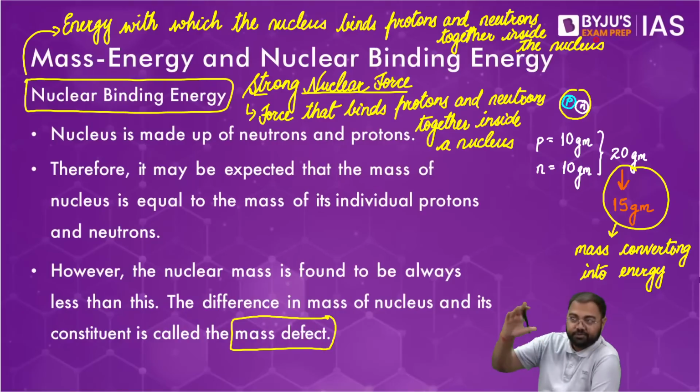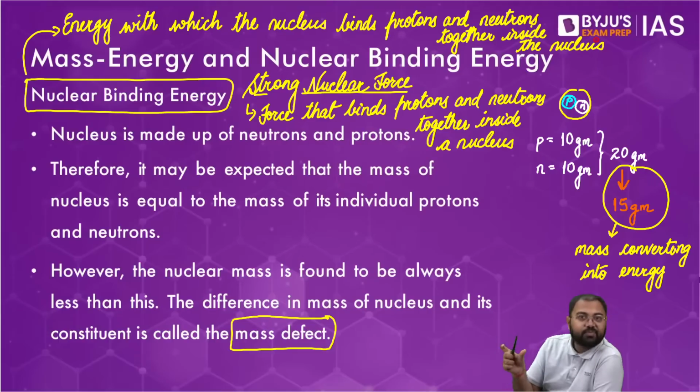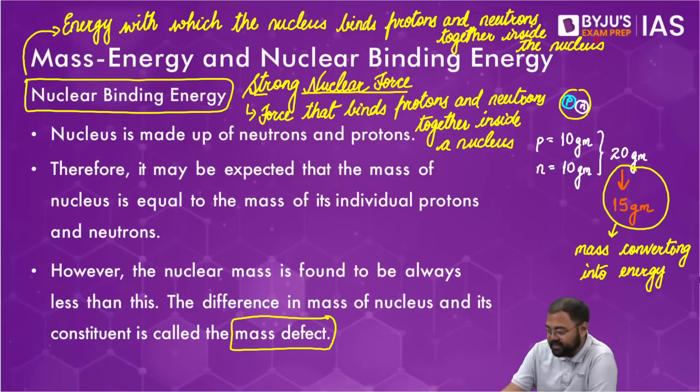Talking about different elements which have the same mass number, those will be called isobars. So for example, let's say carbon-14 and nitrogen-14. They will be called isobars because the mass number of both is the same, but the atomic numbers are different, and hence they are different elements.